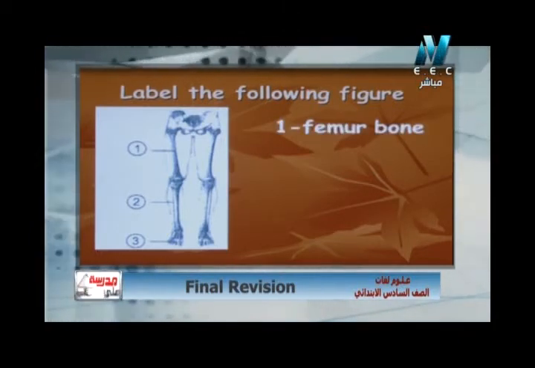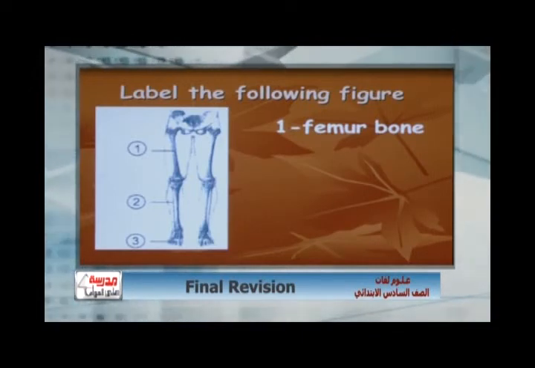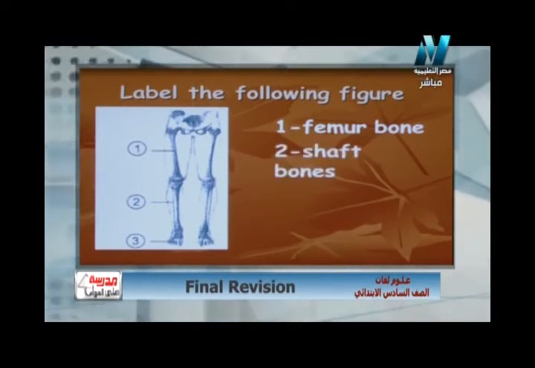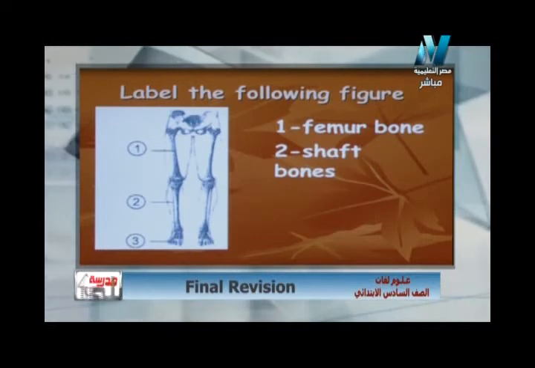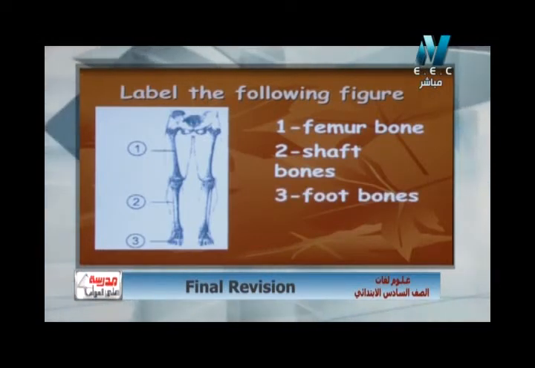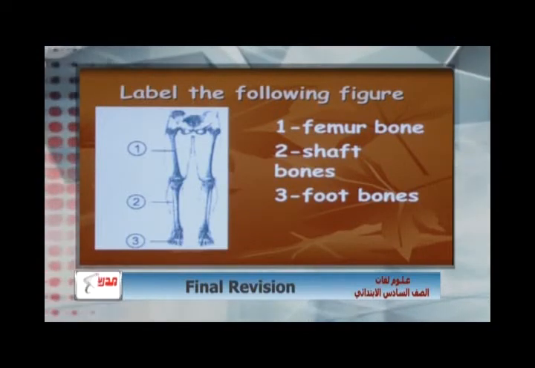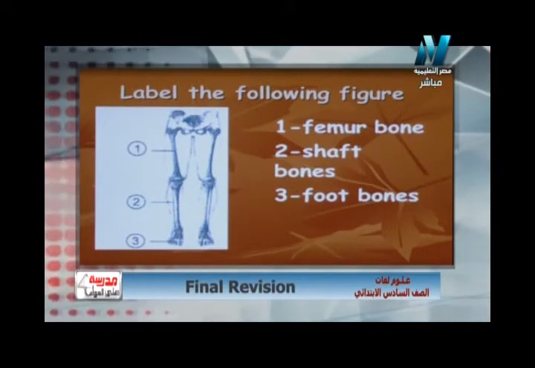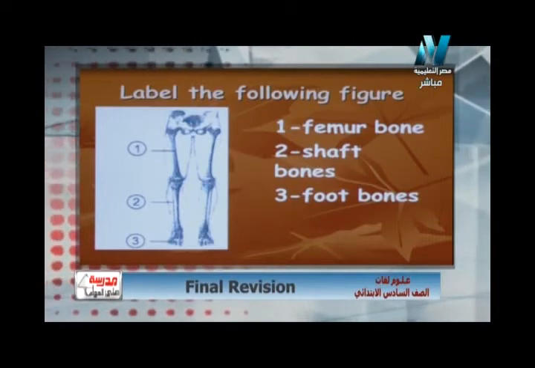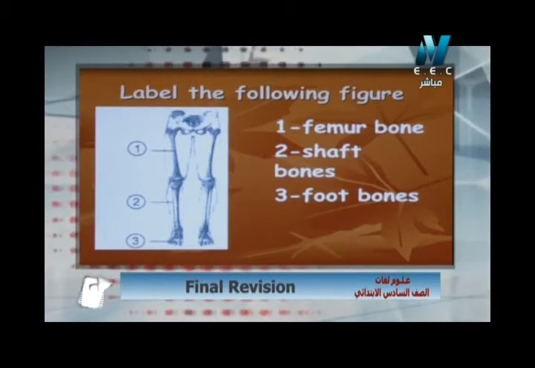Number 1 will be femur bone, the thigh bone. And number 2 will be shaft bones, the leg bones. And number 3 at last will be foot bones. So here by labeling the following figure we found that number 1 is femur bone, number 2 shaft bones, and at last number 3 will be foot bones.